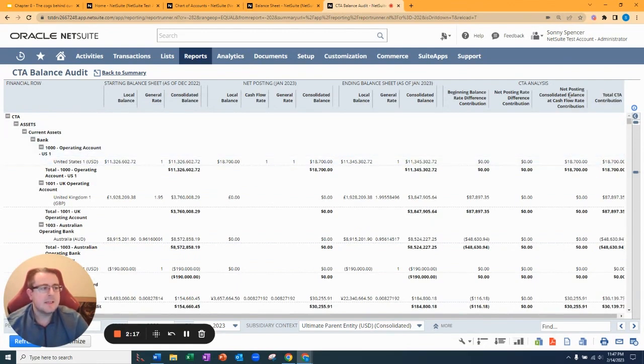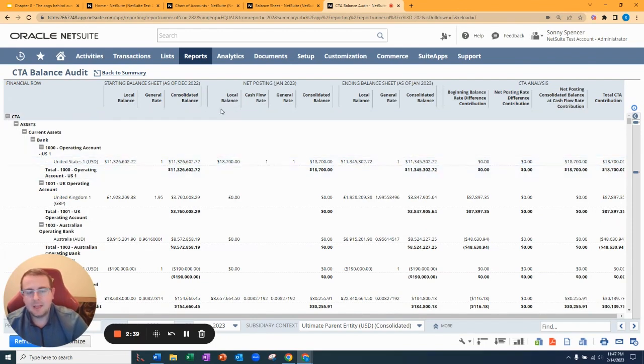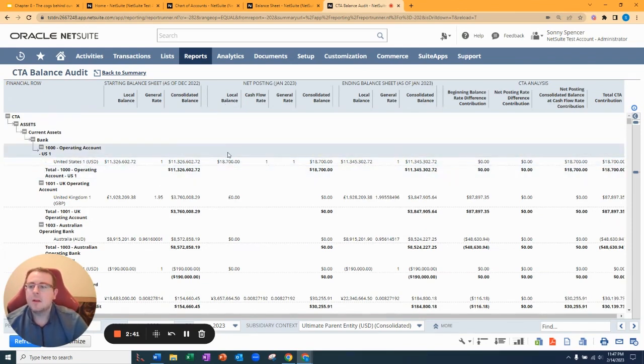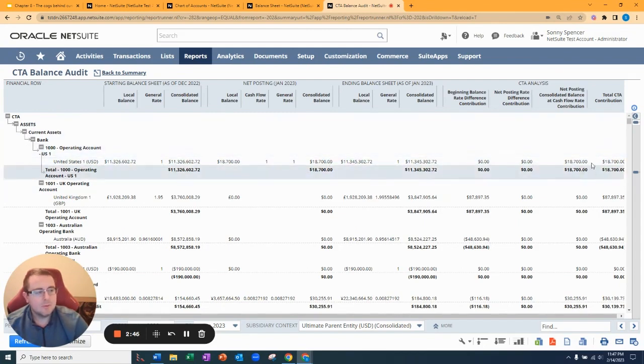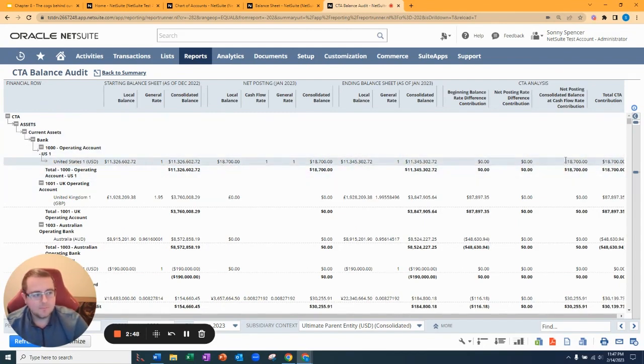The next piece of this is the net posting consolidated balance at the cash flow rate contribution. So what we're doing here is taking the net posting local balance and multiplying that by the cash flow rate. Now again, your cash flow rate may be the same as your general rate, but this is how the NetSuite report looks at this. The calculation is the local balance multiplied by the cash flow rate. That will determine the values in this column.